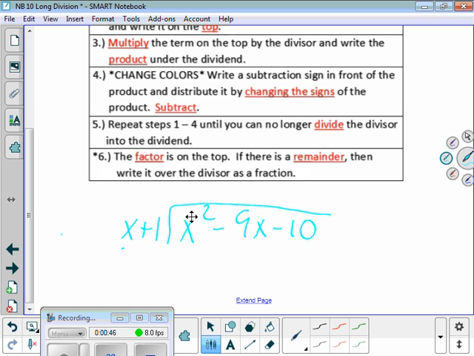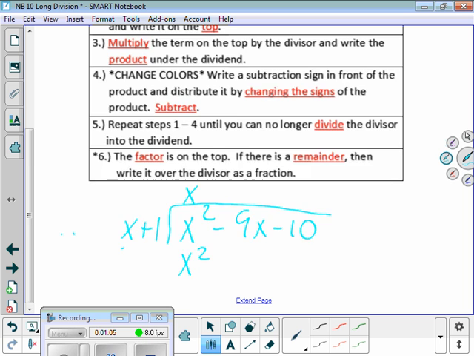To divide, where's this little x thing coming from? I want this x to end up looking exactly like x squared. How do I do that? What do I multiply x by to make it become x squared? X. Okay, so I got x times x, which gives me x squared.